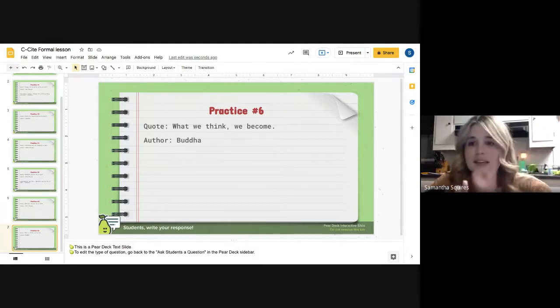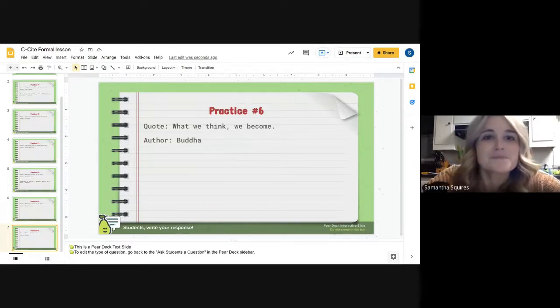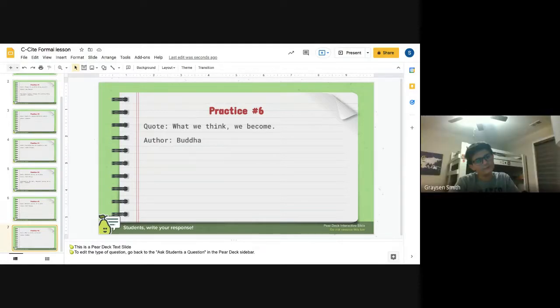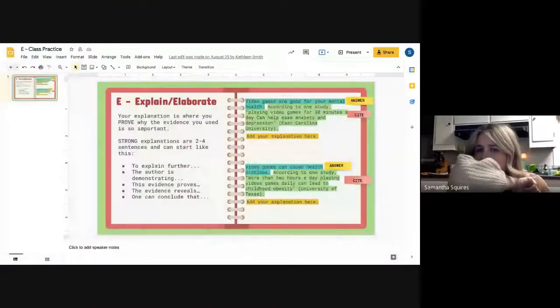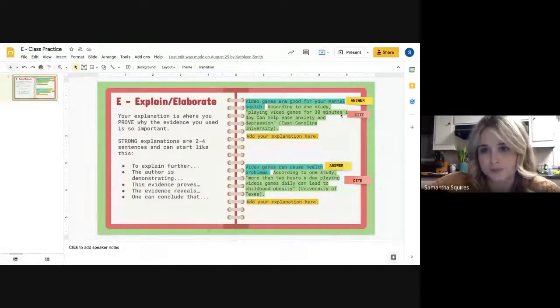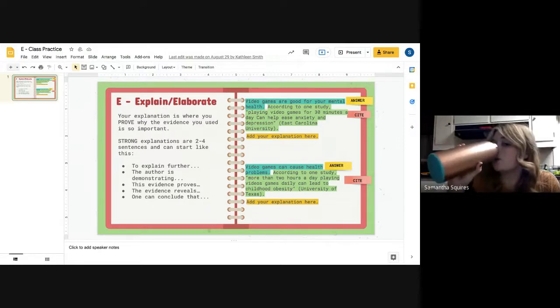The last part is E, and this is the part I'm most excited for because it's geared right towards you, Grayson. You're going to be super excited on what you get to explain for your explain practice. Are you ready? Cereal. Okay, hold on. Here we go. So for this one, typically I would have them pick which one they wanted to do, but I already know you'd pick the top one.